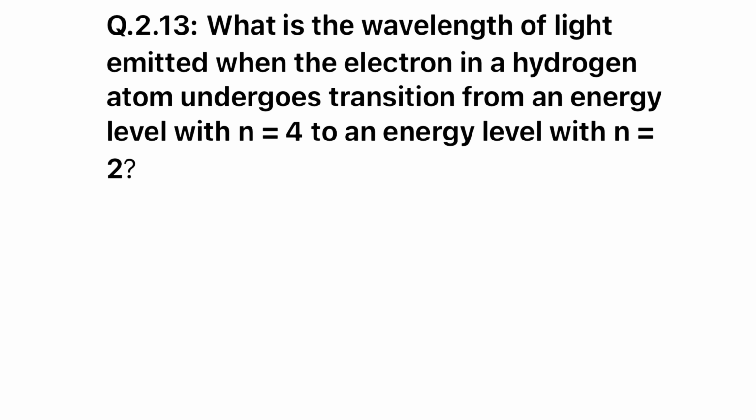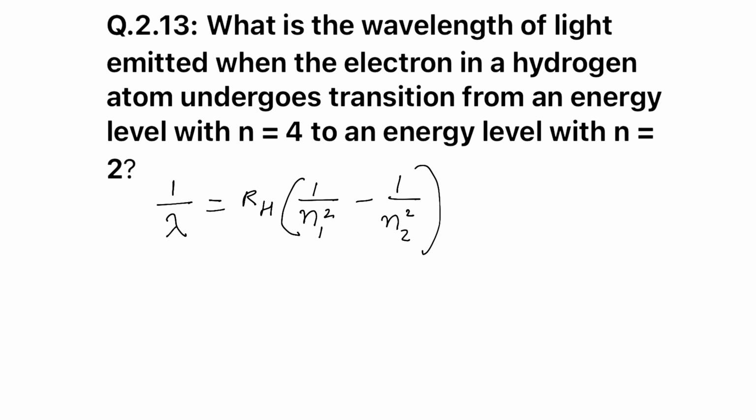In such scenarios, which equation do we have to use? Of course, it is the Rydberg formula. What is that? 1 by lambda is equal to RH, the Rydberg constant, into 1 by n1 square minus 1 by n2 square. And here what are n1 and n2? Remember, in this particular equation, n1 is n final, so that is 2. Remember it, that is very important. n2 is n initial, and that is 4.